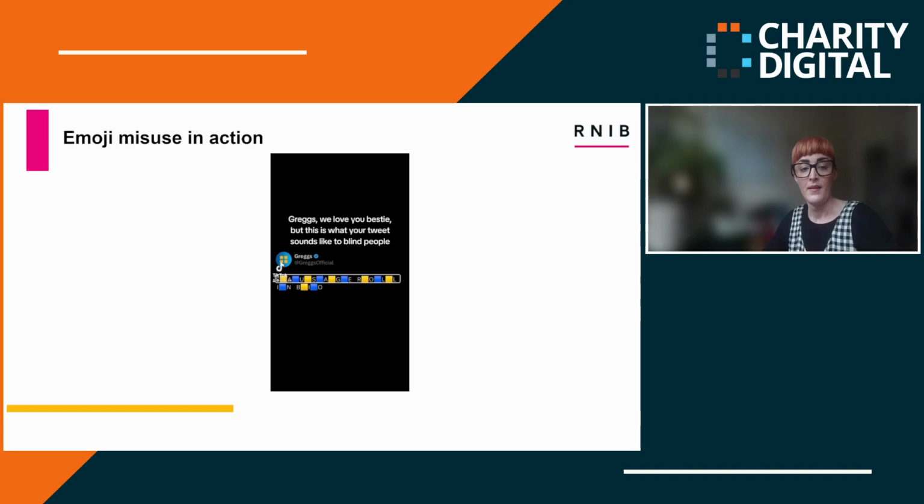Pregs, we love you bestie, but this is what your tweet sounds like to blind people. S yellow square, A blue square, U yellow square, S blue square, A yellow square, G blue square, E yellow square, O blue square, L yellow square, L, I blue square, N B yellow square, I blue square, O.